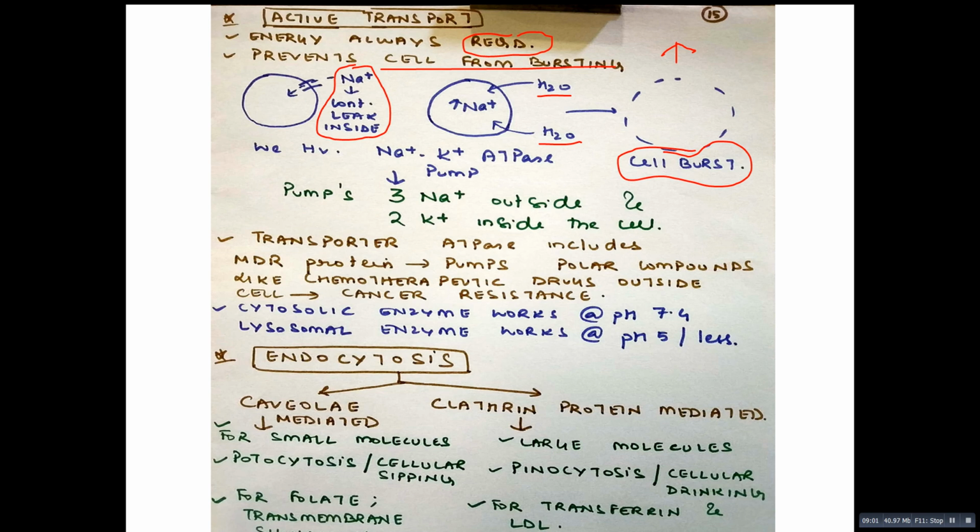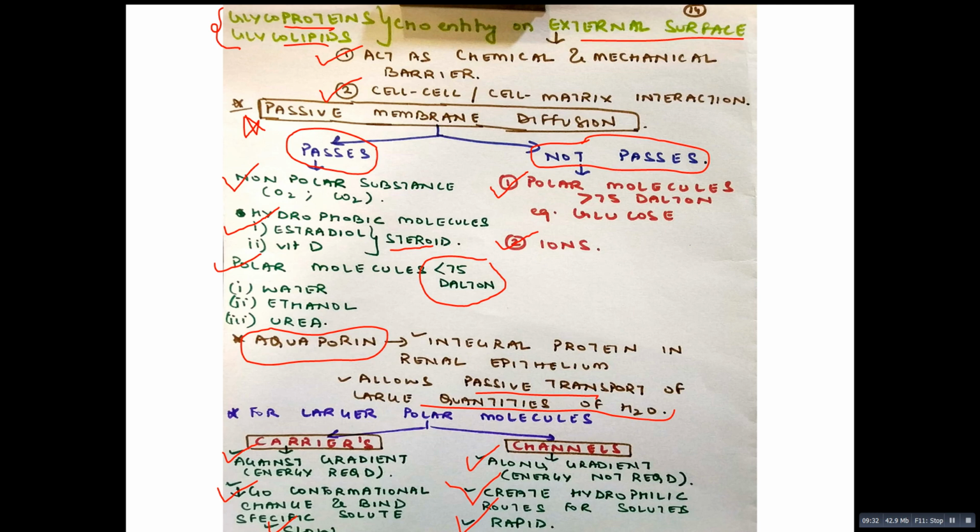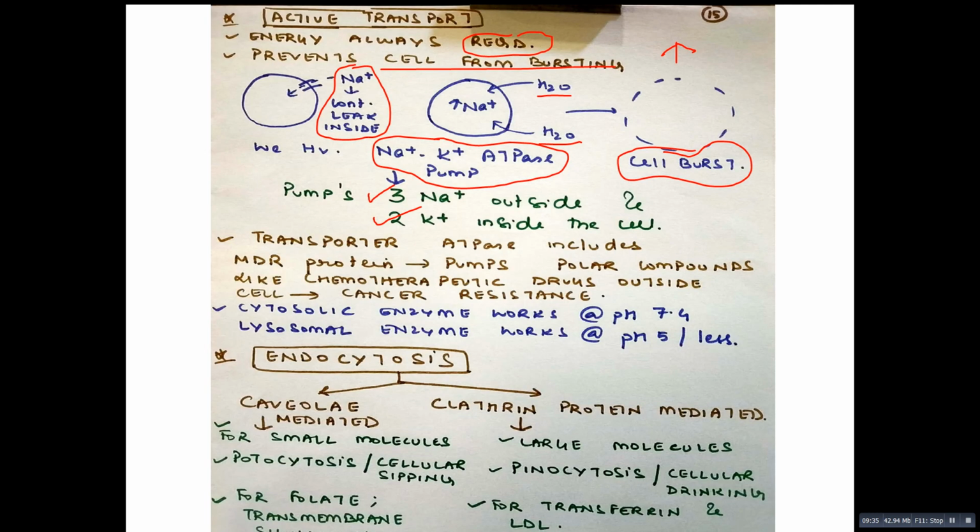To our rescue comes the sodium potassium ATPase. Now what does this do? This pump pumps 3 sodium ions outside the cell and 2 potassium ions inside the cell. Remember that the concentration of sodium ion is high outside the cell, whereas the concentration of potassium ion is high inside the cell, and there is a loss of one positive charge in the cell because 3 sodium ions go out and 2 potassium ions come inside the cell.